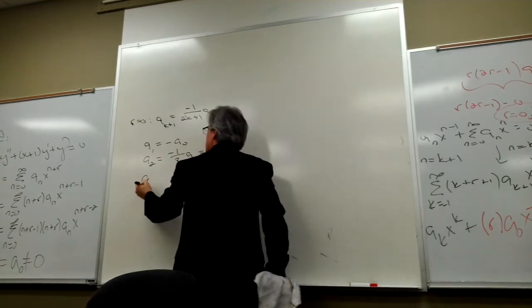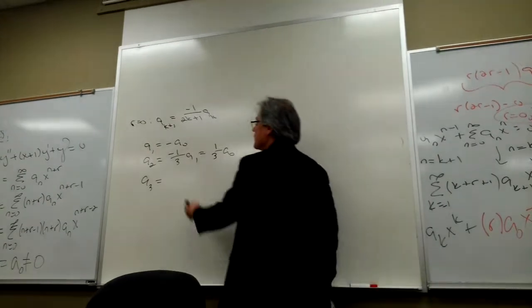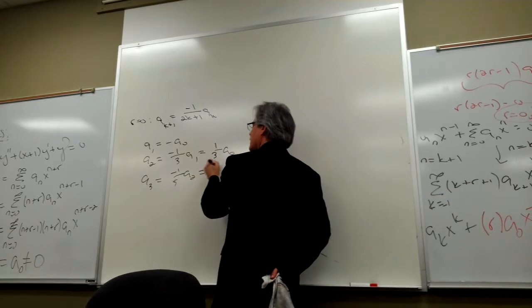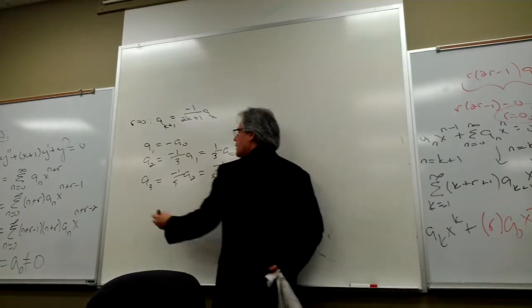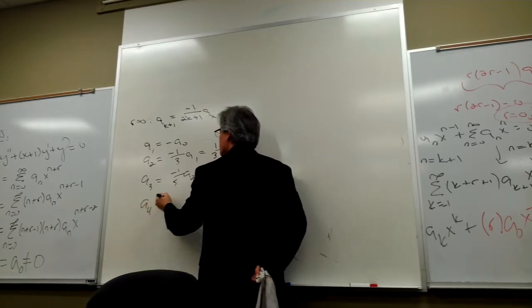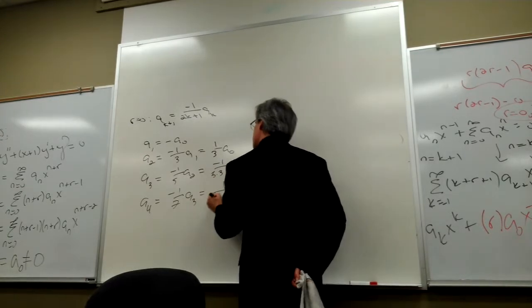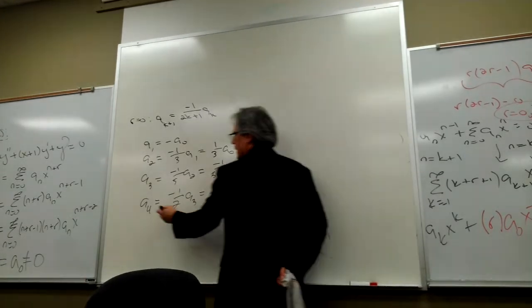I maintain a sub 3 is obtained by allowing k to be 2, but that just simply gives me a negative 1 over 5 times a sub 2. That's the same thing as a negative 1 over 5 times 3 times a sub naught. And likewise, a sub 4 is merely going to be a negative 1 over 7 times a sub 3, or shall I say positive 1 over 7 times 5 times 3 times a sub naught. Let's see if you guys can find the pattern.